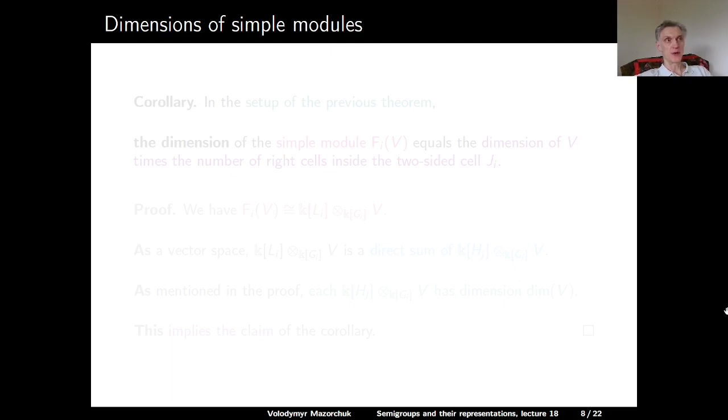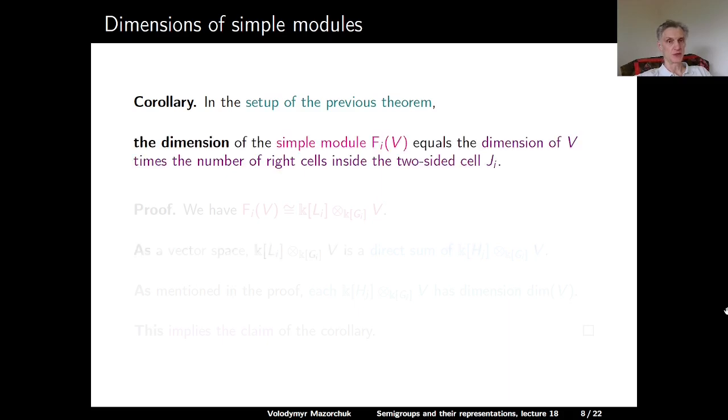As a corollary, we can give an explicit formula for the dimensions of simple modules for inverse monoids. So, corollary: in the setup of the previous theorem, the dimension of the simple module Fi of v equals the dimension of v times the number of right cells inside the two-sided cell Ji. We know that this is equal to the number of left cells inside this two-sided cell, because for an inverse semigroup, each J cell contains the same number of left and right cells.